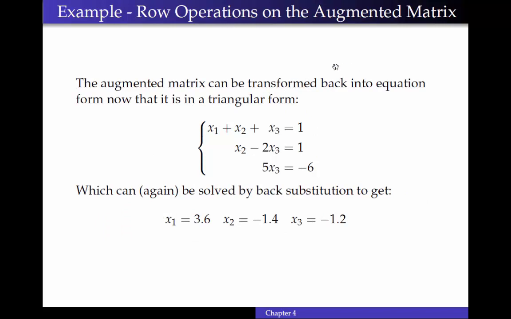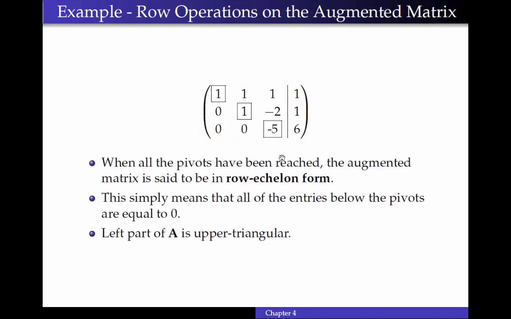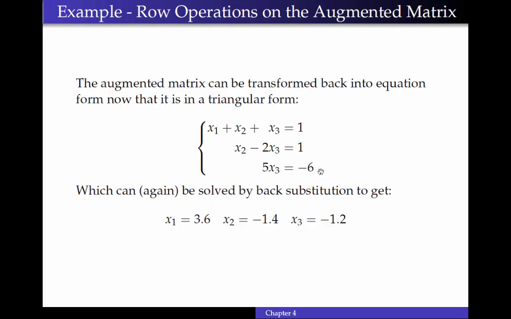And so if we transform that back into equation form, we can clearly see that we can solve it by back substitution to get the same answers that we got when we performed these operations on the equations themselves. So this system right here is exactly what comes out of here, right? I have my coefficient matrix times my vector of unknowns is equal to my right hand side. So the right hand side is 6, because I've already moved the negative over.